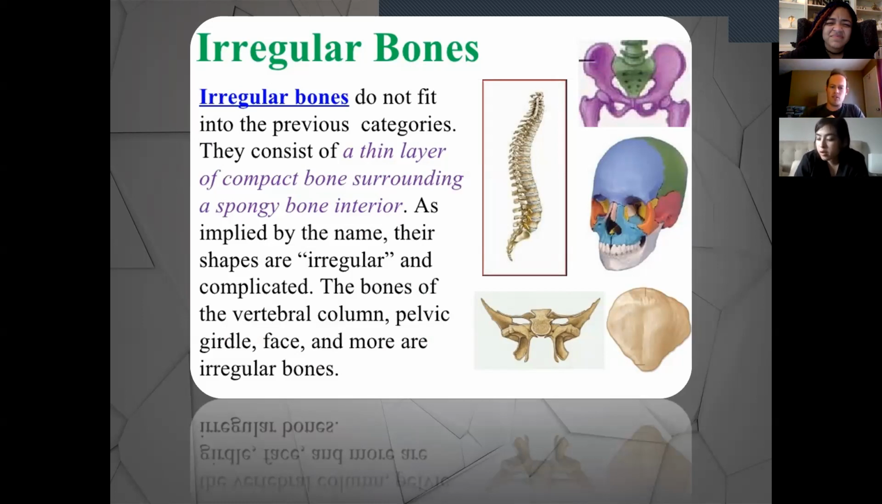That's just those same examples that were talked about, guys. It's some of those vertebral column bones, the pelvic girdle, the face, and there are even more than what's listed there. There are quite a few of those irregular bones, especially when we're talking about the facial bones. There's tons of them.